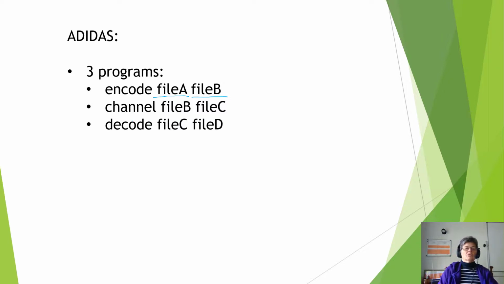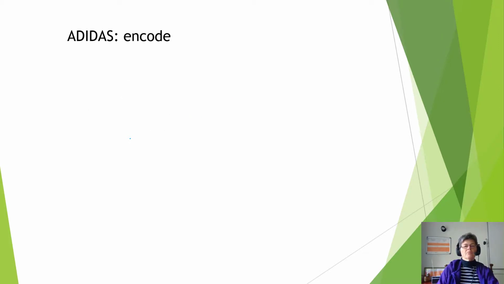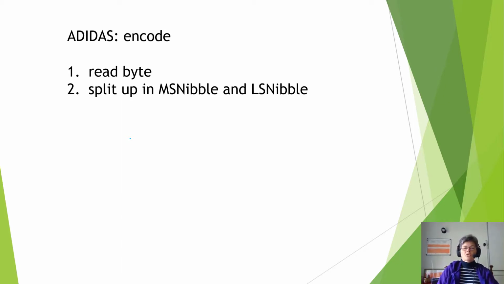And the same you will do with the channel program where you throw noise on the files, and the decode where you try to restore it again. Okay, if we look a little bit closer at the first program, the encode, then we have several steps. First step is just read a byte. So you can already visualize that you open the file for reading and you read byte by byte and process byte by byte. First step in the processing is split up the byte you read.